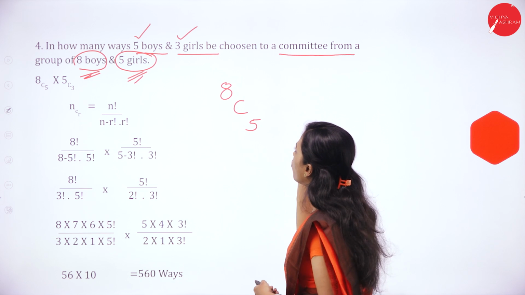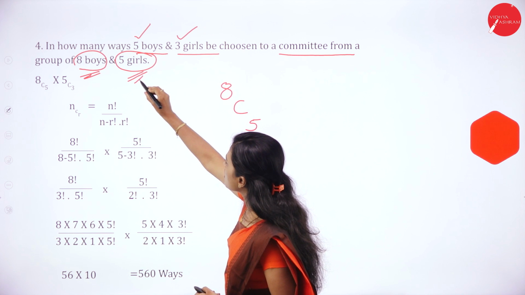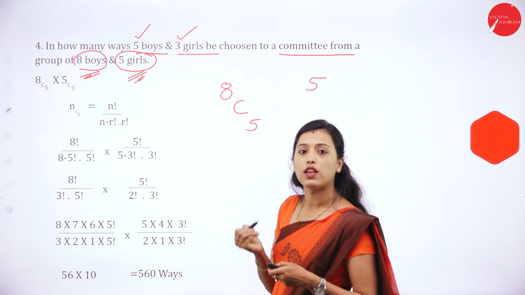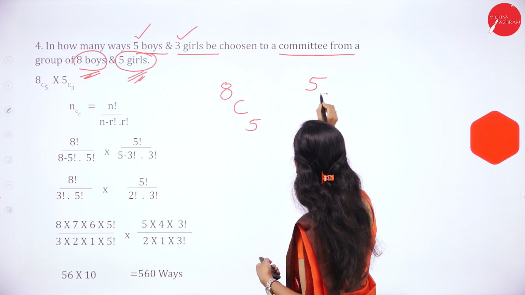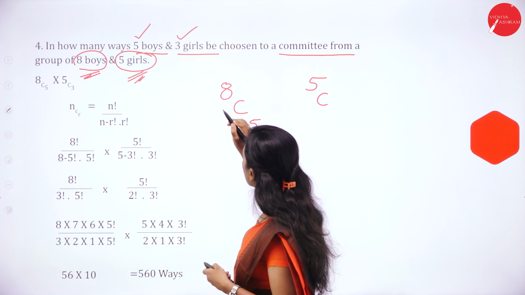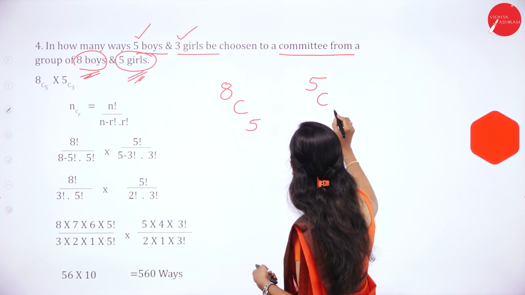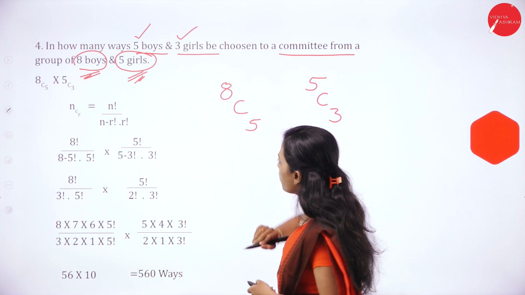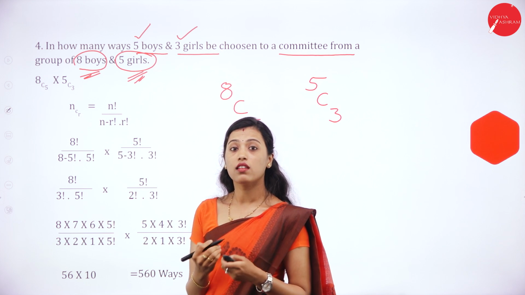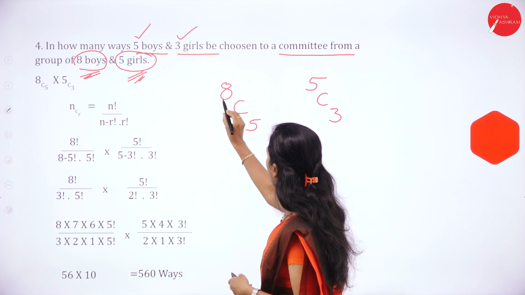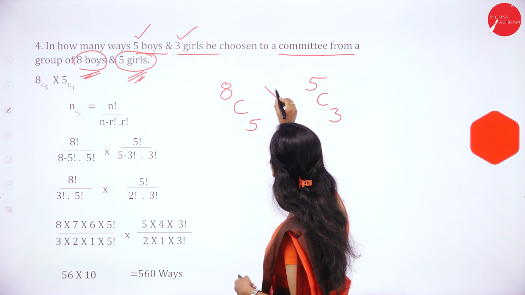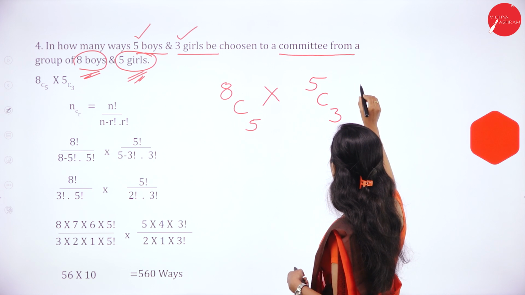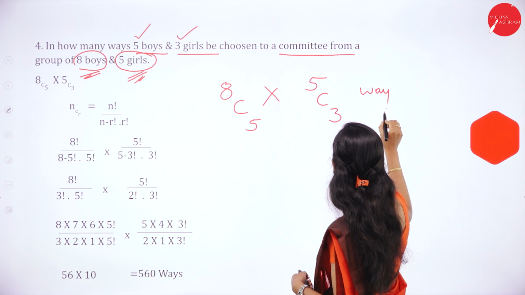8C5. Then for girls, how many girls are there? There are 5 girls. Out of 5 girls, we are selecting. Selecting means combination. How many girls? We are selecting 3 girls. So 5C3. In how many ways can we arrange them? It means 8C5 into 5C3, so 8C5 into 5C3 ways.